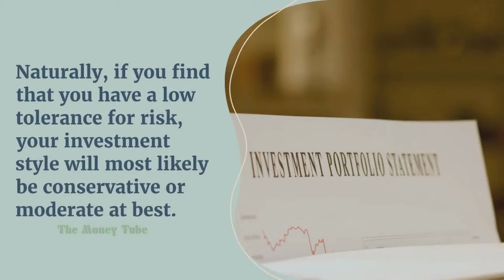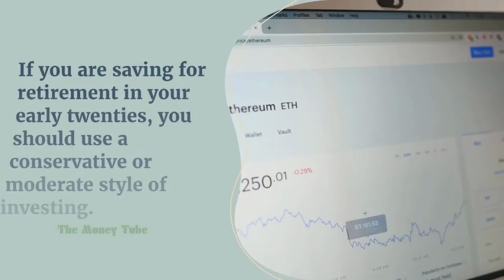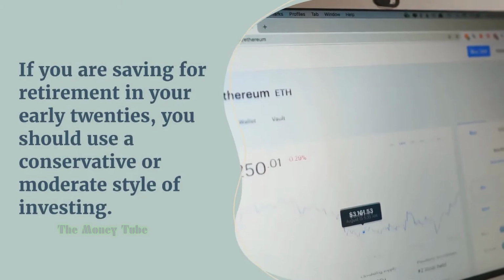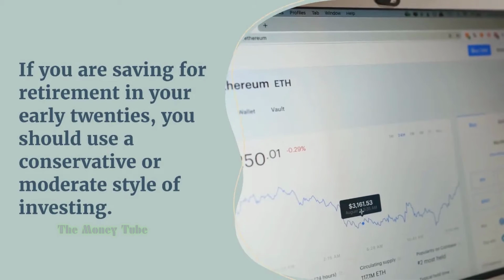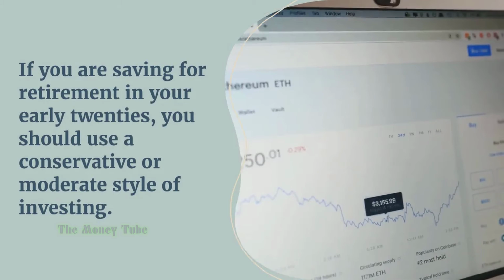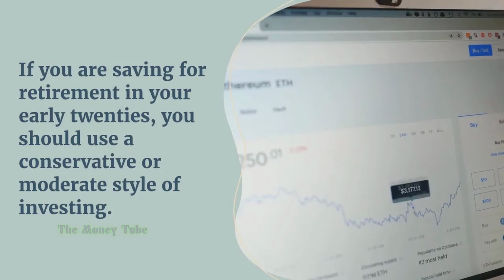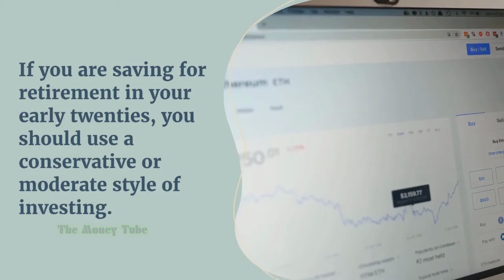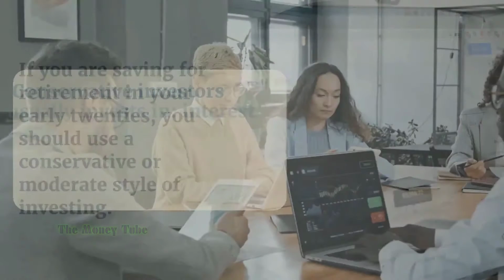Naturally, if you find that you have a low tolerance for risk, your investment style will most likely be conservative or moderate at best. If you have a high tolerance for risk, you will most likely be a moderate or aggressive investor. At the same time, your financial goals will also determine what style of investing you use. If you are saving for retirement in your early 20s, you should use a conservative or moderate style of investing. But if you are trying to get together the funds to buy a home in the next year or two, you will want to use an aggressive style.